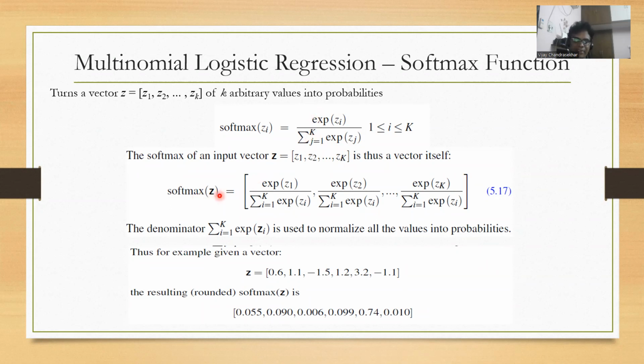In fact, the softmax of the z vector, where z stands for z1, z2 all the way up to zk, is basically calculating this expression for each zi. So if you look at this, the denominator remains the same, nothing changes. If you look at the numerator, it's exponential of z1, exponential of z2, exponential of zk.